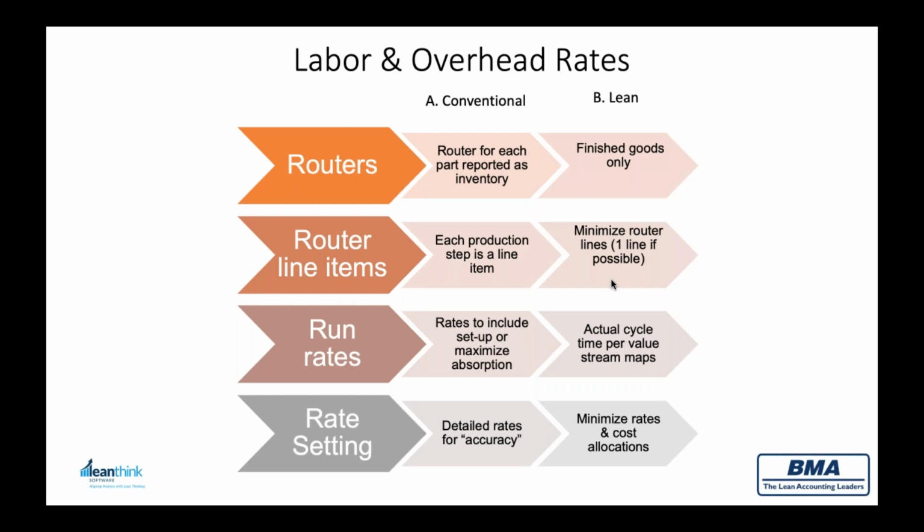And what's interesting about this is if you minimize the rates and minimize the cost allocations, you really don't see much. Your inventory is not going to change significantly. Now, where would you see that? You would see that in each product cost, but we're not looking at that anymore.